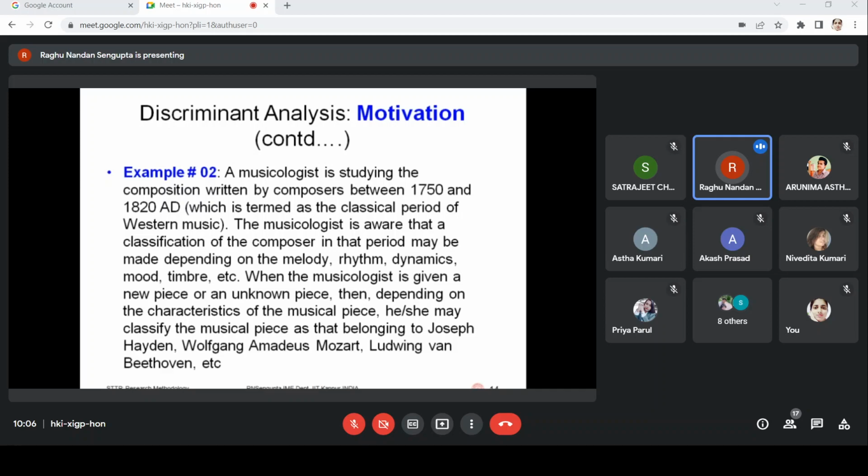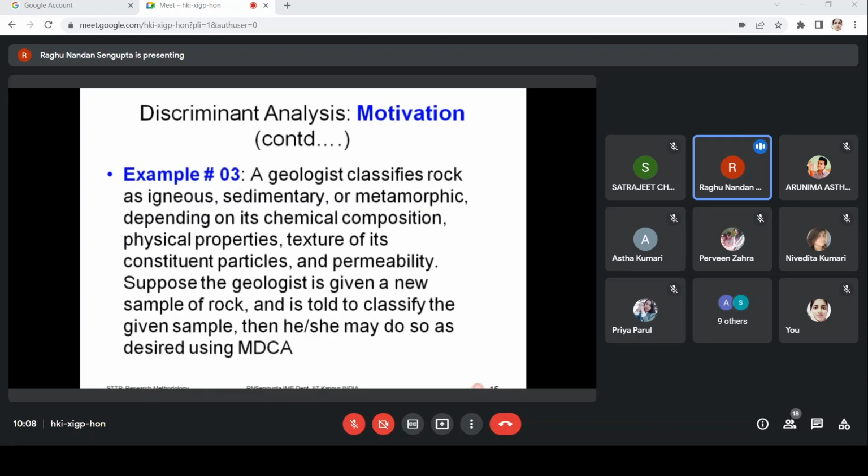Consider the third example. A geologist is classifying rock depending on whether it's an igneous rock, sedimentary rock, or metamorphic rock. And there would be different physical properties: how hard it is, how brittle it is, what the chemical composition is, what the texture is, what the permeability is, what the color is. Suppose he or she has already done it, and then the person is doing more excavation in the area of Chota Nagpur in Bastar district somewhere, and finds a sample of rock and is told to classify that sample depending on the characteristics which I have already mentioned.